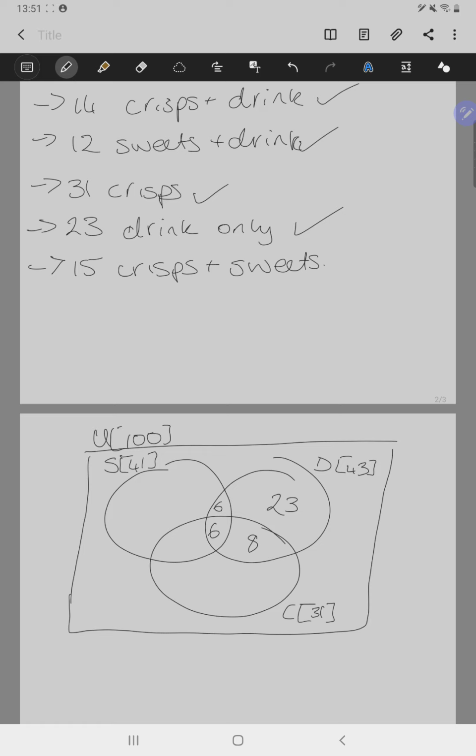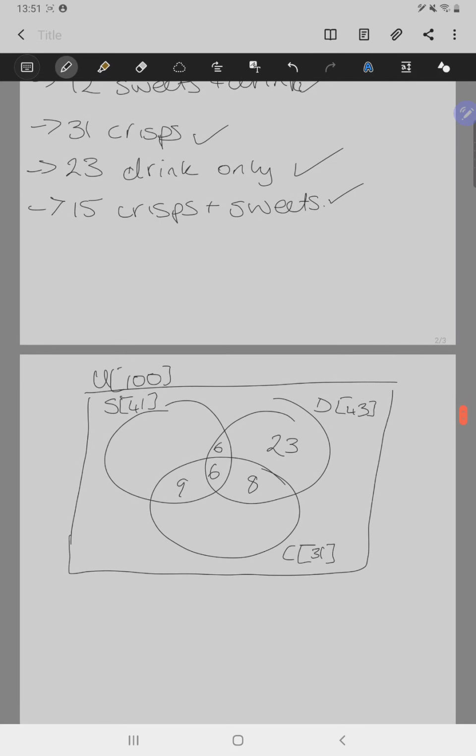They tell us 15 people bought crisps and sweets. So crisps and sweets is this overlap here between those two sets. So 15 people bought crisps and sweets. We've already looked at 6 of those. That means the remaining 9 people go in that part by itself.